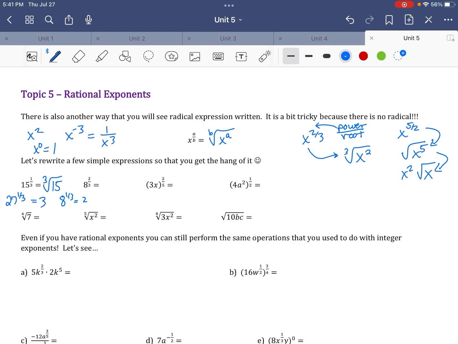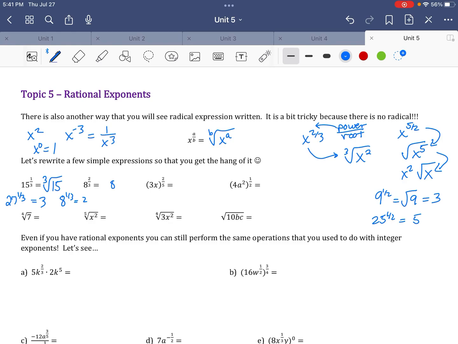Okay, same thing goes with a 1/2, right? If you saw 9 to the 1/2, that just means 9 to the first power square root, so that's 3. So anything to the 1/2 power just means you do the square root of that thing.